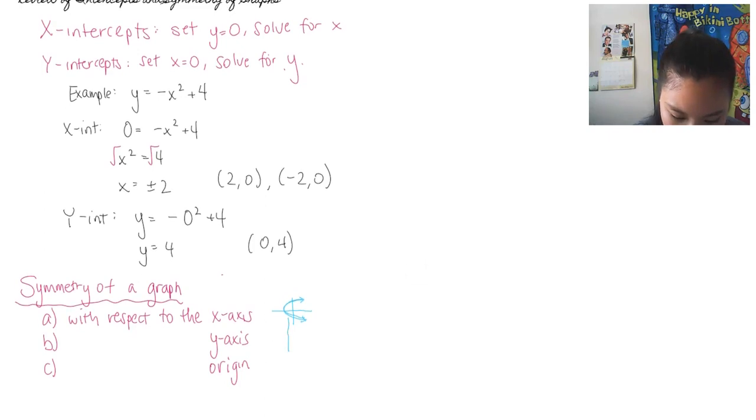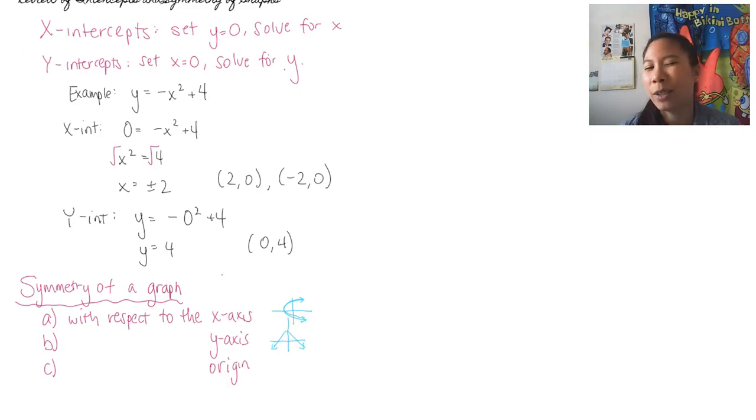So an example would be like an absolute value graph. Remember, absolute value graphs are always V's. So if it was like an upside down V or whatever, and the vertex of it was on the y-axis, then it would be the same on both sides.